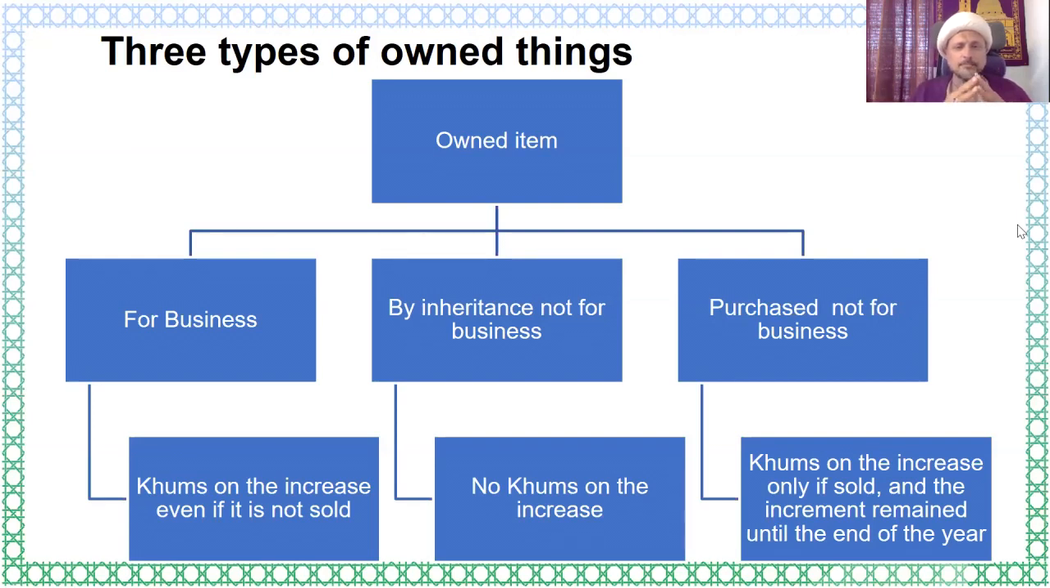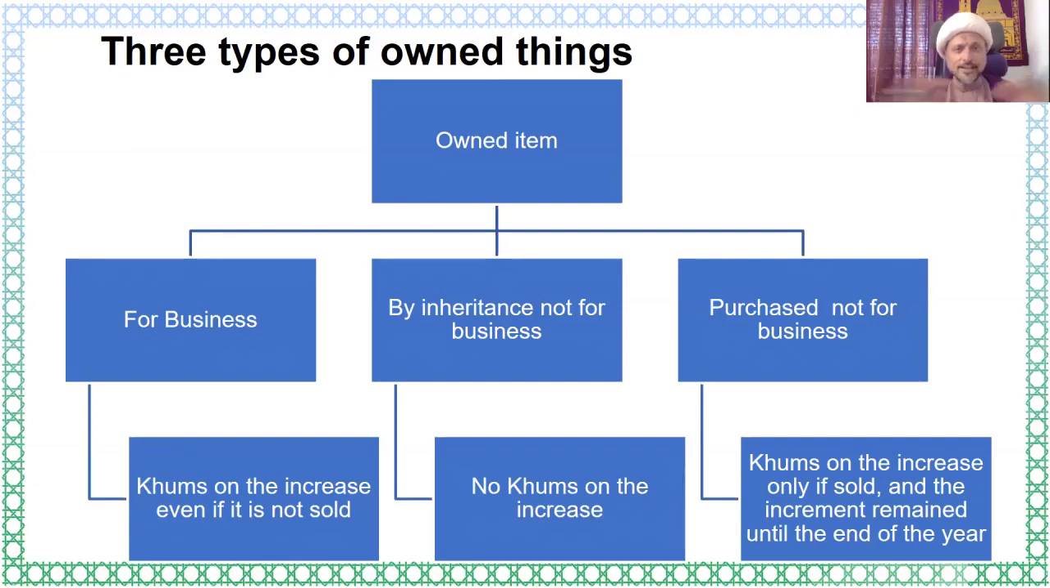Third section, okay? You purchased it, but not for business, for personal, for your family. At the end of the year, the value increased. You did not sell it. No need to pay khums of it. You sold it. Then the extra which you get is going to be from your annual income. That means at the end of the year, if it's remaining, you pay the khums of it. Not remaining, no khums of it.